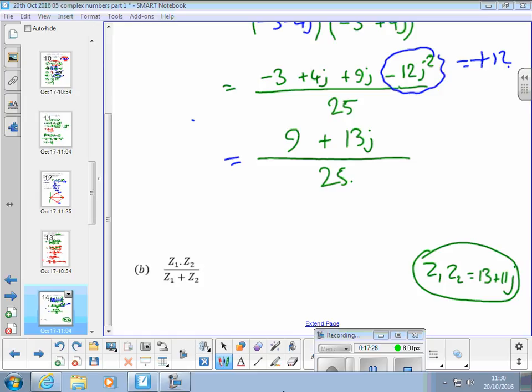Who's pushed the buttons on that to turn it into a decimal? 9 over 25 is... You can leave it as a fraction if you want. 0.36. And 13 over 25 is... So that's that one. Yeah?